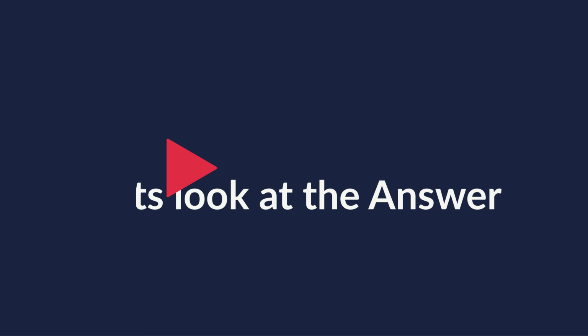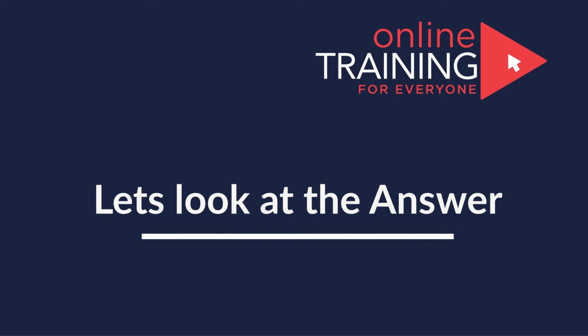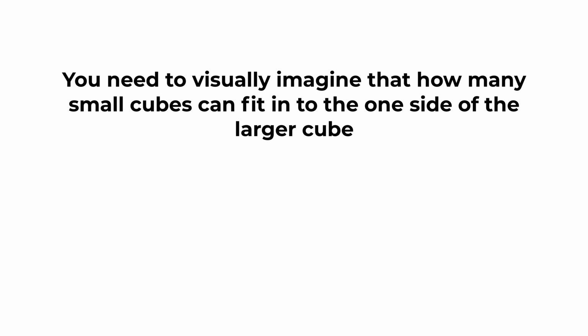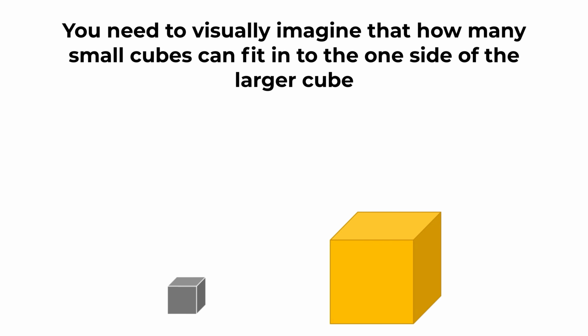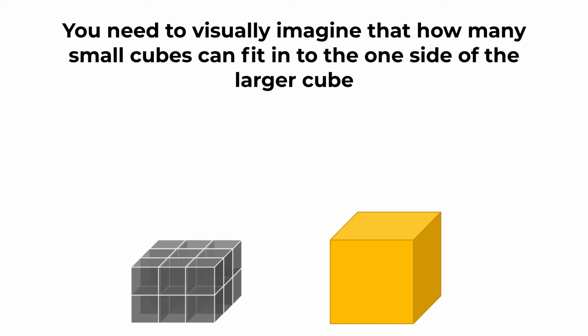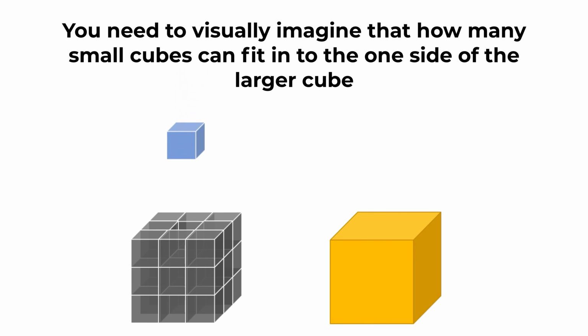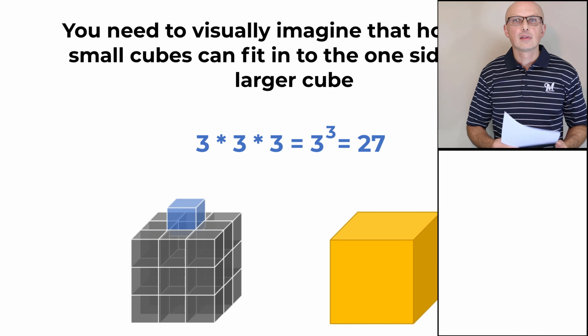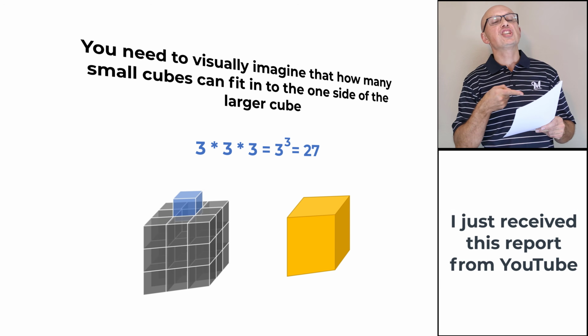To solve this challenge, you need to visually imagine how many small cubes can fit into one side of the larger cube. And the answer is that 3 small cubes can fit on each side of the large cube. And since cube is 3-dimensional, the number of small cubes that can fit into the large cube can be calculated using the formula. 3 multiplied by 3 multiplied by 3, which is equal 3 cubed. That's where the word cube might be coming from, which equals 27.